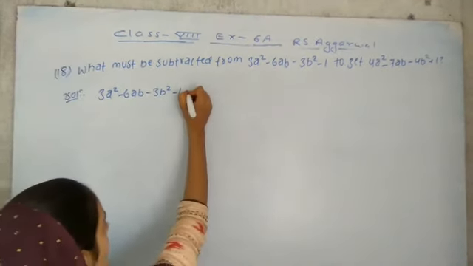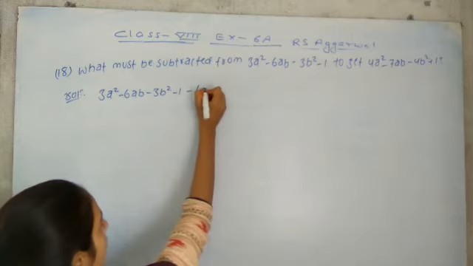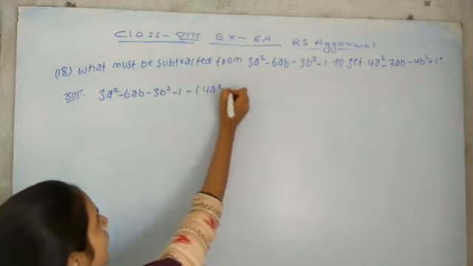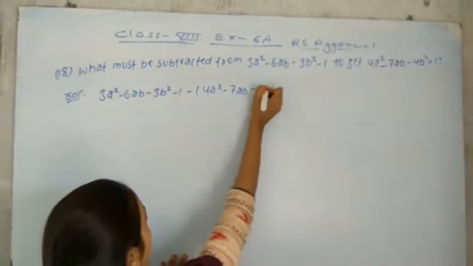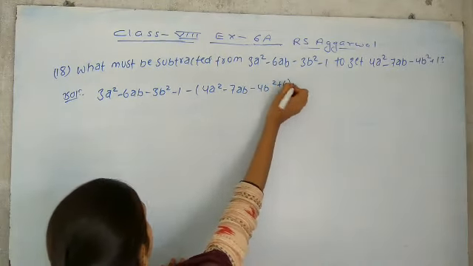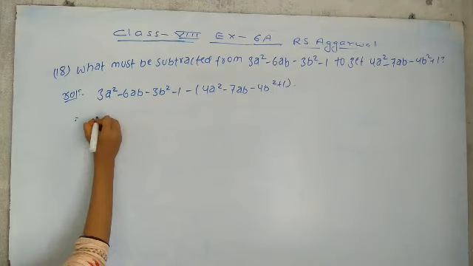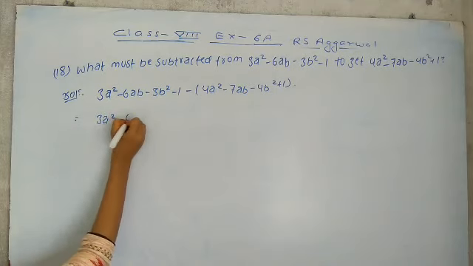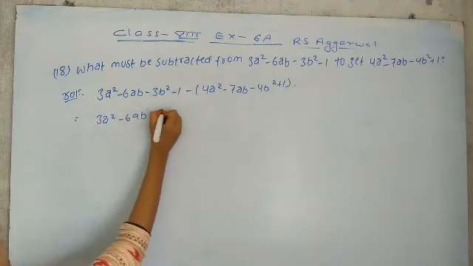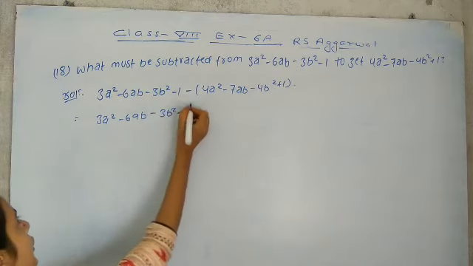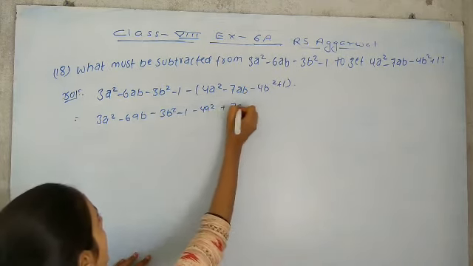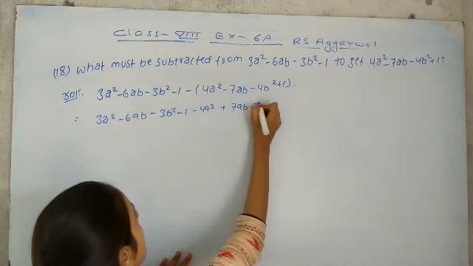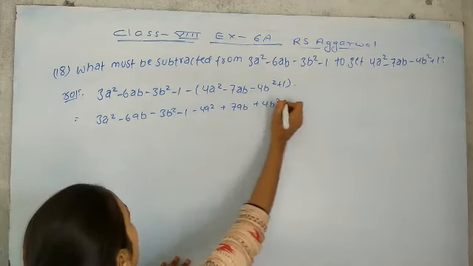Get means minus 4a square minus 7ab minus 4b square plus 1. Now solve. 3a square minus 6ab minus 3b square minus 1, minus (4a square minus 7ab minus 4b square plus 1). Changing the signs: minus 4a square, plus 7ab, plus 4b square, minus 1.